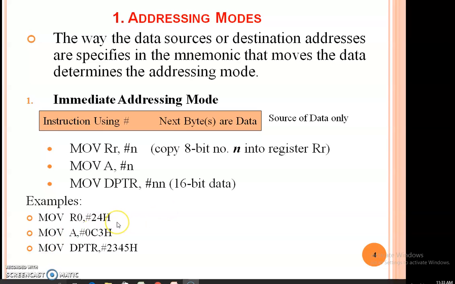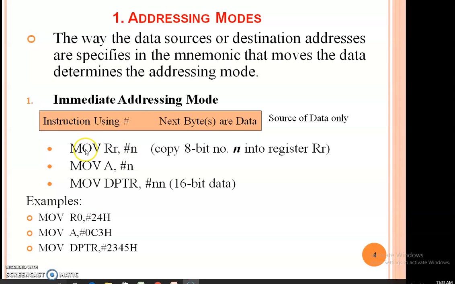Now let us see the first type of addressing mode, immediate addressing mode. In this addressing mode, we give direct data immediately; the instruction itself contains the data. So the direct data can be moved to the destination, and there is no need to search for that data. It is immediately available data. Here we have one symbol, the hash symbol. You have to use this hash symbol in an immediate addressing mode instruction.